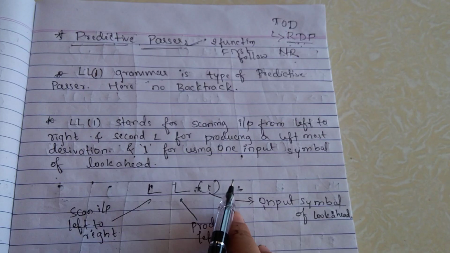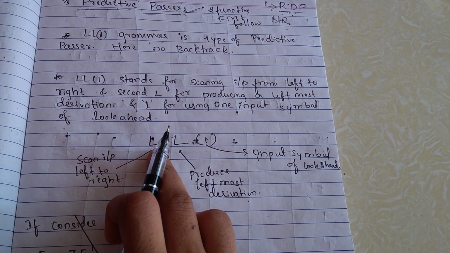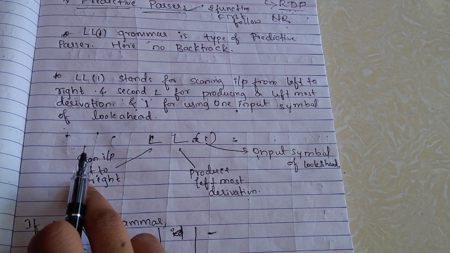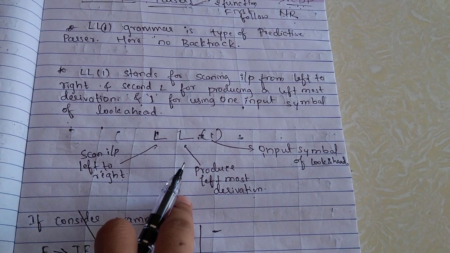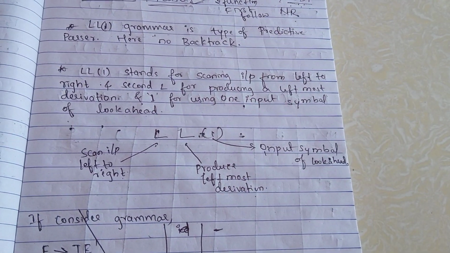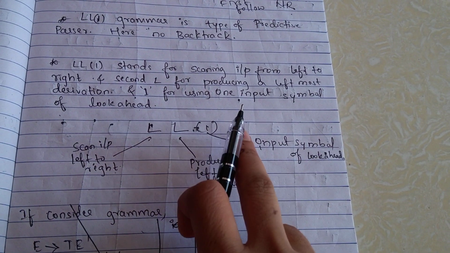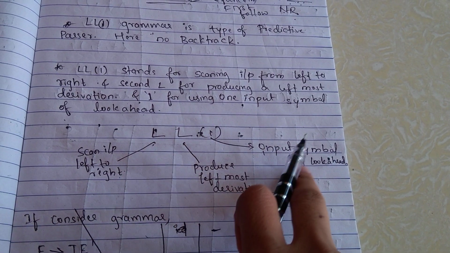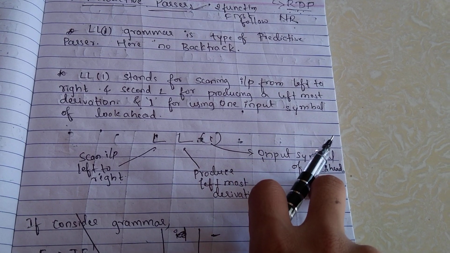Here there is no backtracking. What is LL(1)? The first L scans the input from left to right. The second L indicates what? It produces leftmost derivations, meaning top-down parsing always produces leftmost derivation only. And the 1 indicates the input symbol of lookahead, so one input symbol we are considering here.